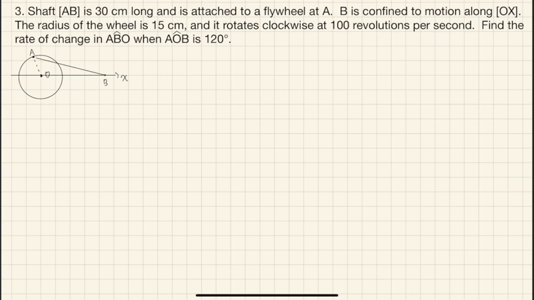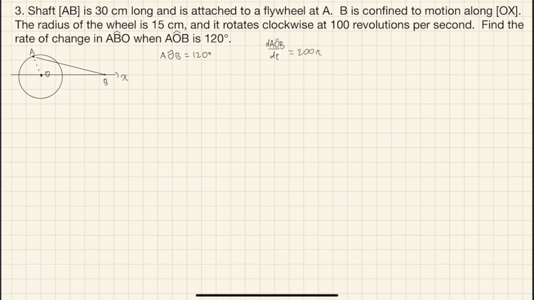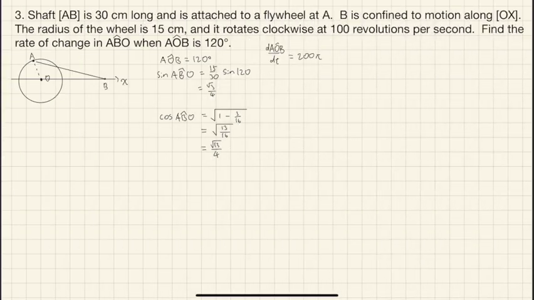Because we want to know the rate of change of angle ABO, we want to make an expression of angle ABO in terms of other known values. The angle AOB is known to be 120 degrees. Therefore, the sine of angle ABO should be equal to 15 over 30 sine 120, equal to root 3 over 4. We will then find cosine ABO, which is the rate of change in the distance of OX. This turns out to be root 13 over 4.